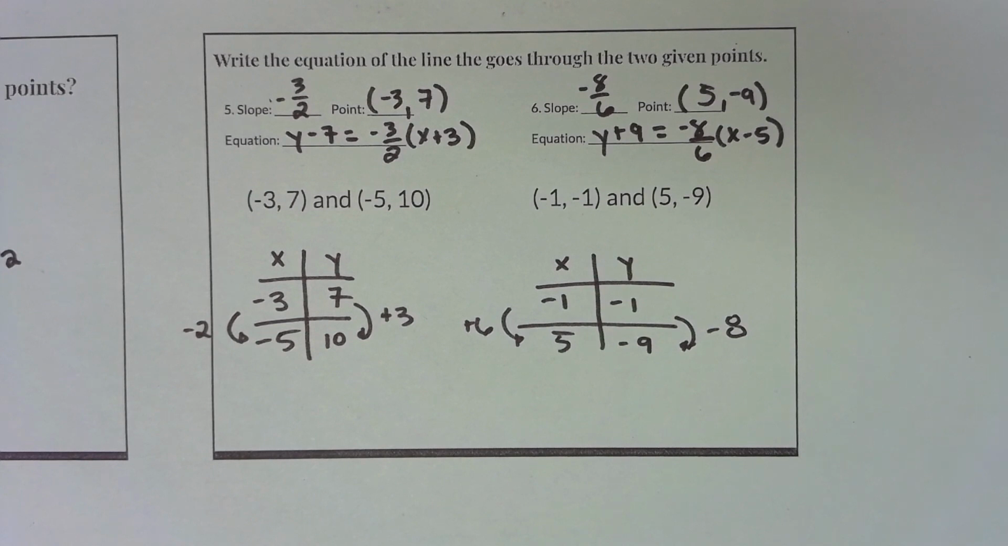Okay, I'm plugging everything in. Based on the point I chose, it's y minus 7 equals negative 3/2 times x plus 3.